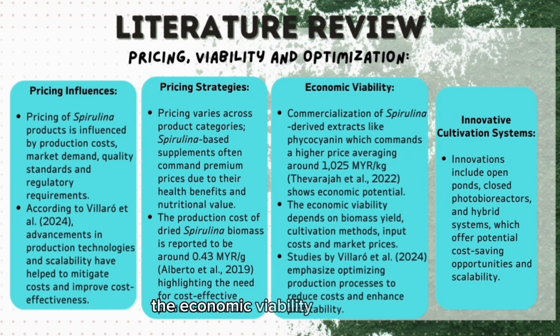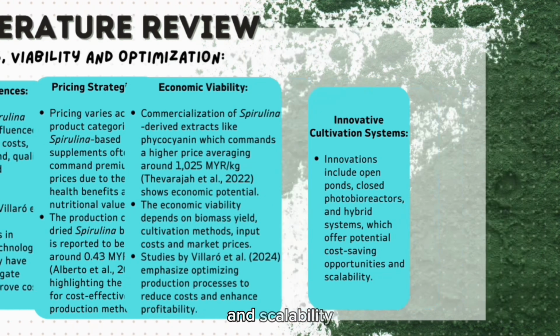The economic viability depends on biomass yield, cultivation methods, input cost, and market price. A study by Vilaro et al. 2024 emphasized optimizing production processes to reduce cost and enhance profitability. The last one is innovative cultivation systems. Innovations include open ponds, closed photobioreactors, and hybrid systems, which offer potential cost-saving opportunities and scalability.